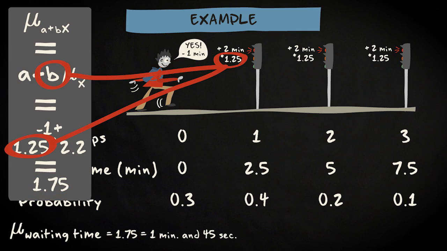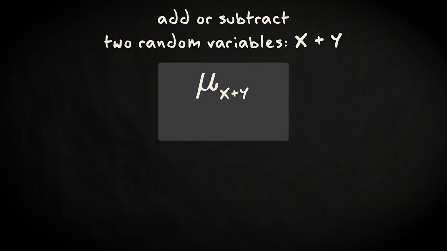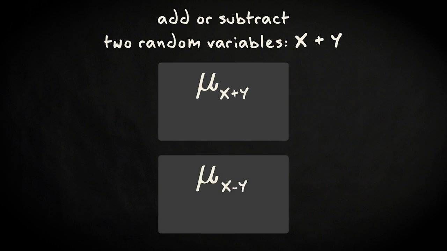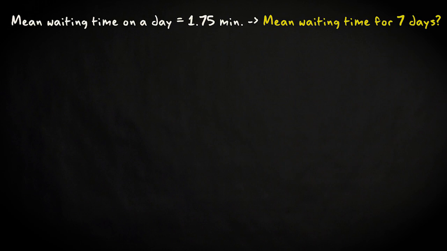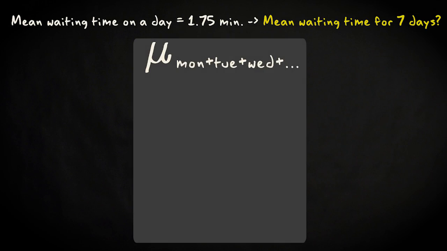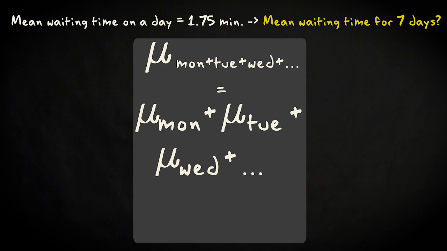Let's now consider what happens if 2 random variables are added or subtracted. It turns out that the mean of random variables that are added or subtracted is simply the sum or difference of their individual means. And it doesn't even matter whether the variables are independent. For example, suppose that you would like to calculate the mean waiting time for a week. Then you could simply add up the mean waiting times for the individual days that you would travel.